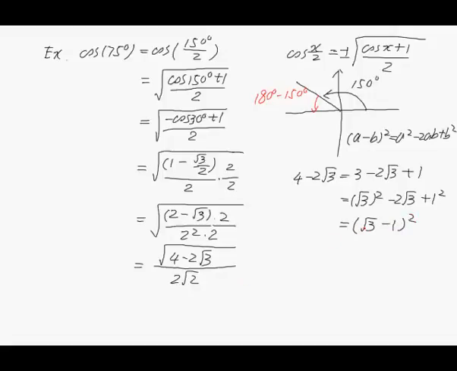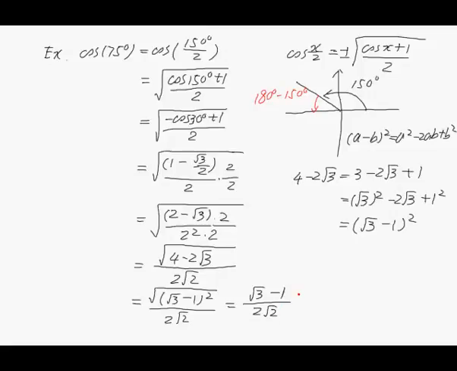Okay, so it's kind of tricky here. So now this numerator becomes the square root of the square of root of 3 minus 1, and then divided by 2 times root of 2. So now let's take the square root of this numerator, then we got root of 3 minus 1 divided by 2 times root of 3.